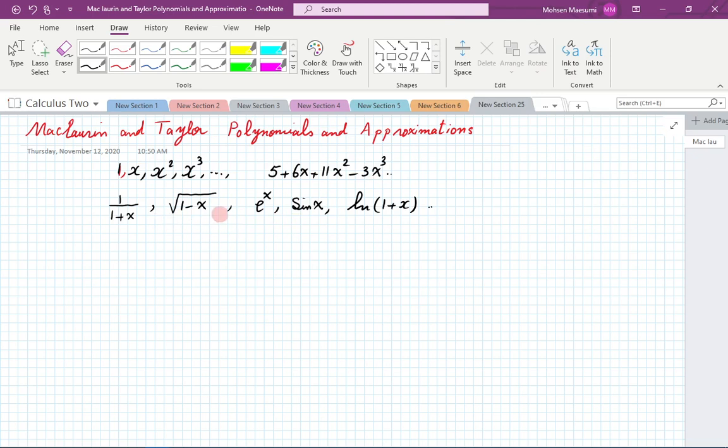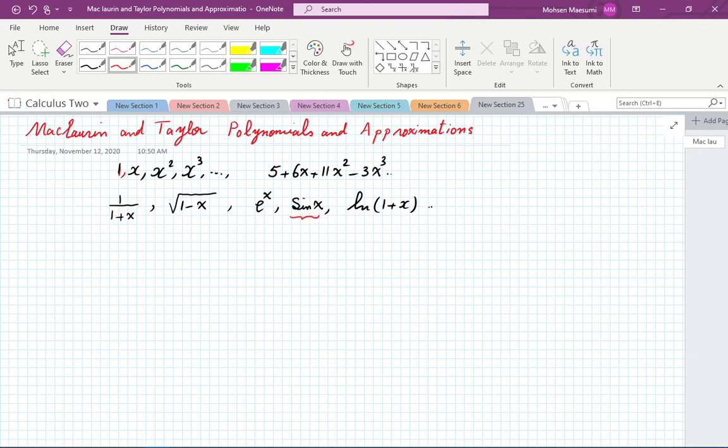Is it possible to make these things look like those polynomials? Well, why would you want to do that? Because those polynomials are so easy to work with. They are built on top of the basic operations: addition, subtraction, multiplication. So if we can convert these to those type of functions, we can get a handle on them, we can approximate them, and so on. Let's go ahead through a short journey.